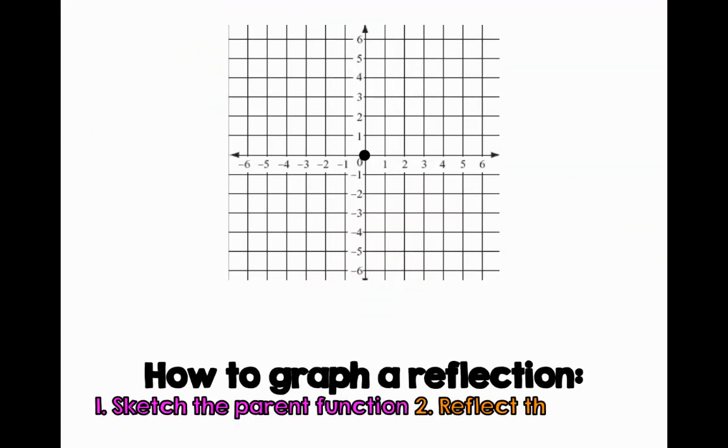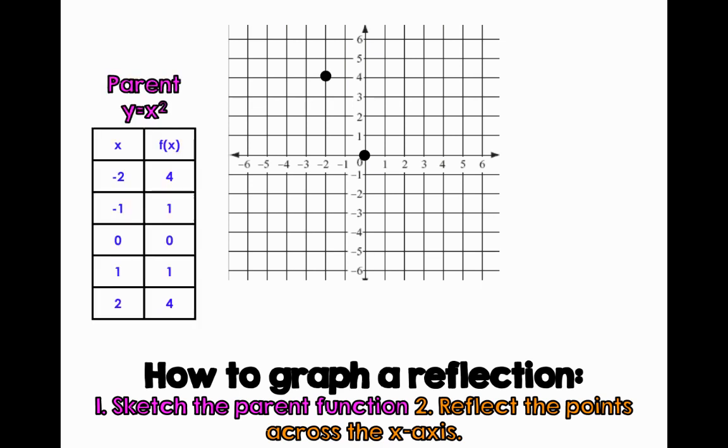So how do we graph a reflection? Well, start with the parent function and then reflect the points over the x-axis. So my parent function here, x equals negative 2, graph my function. And what I'm going to do is I'm going to reflect this across the x-axis. And so all my y values are going to flip. They're going to become negative.